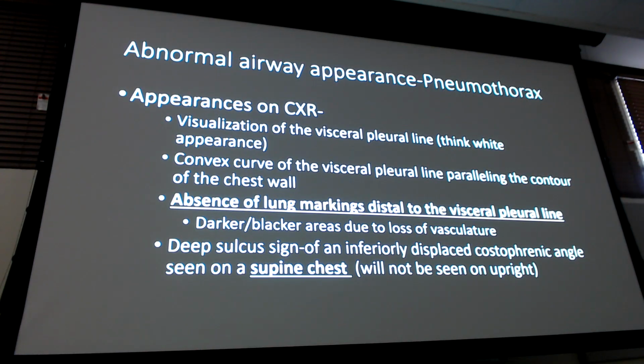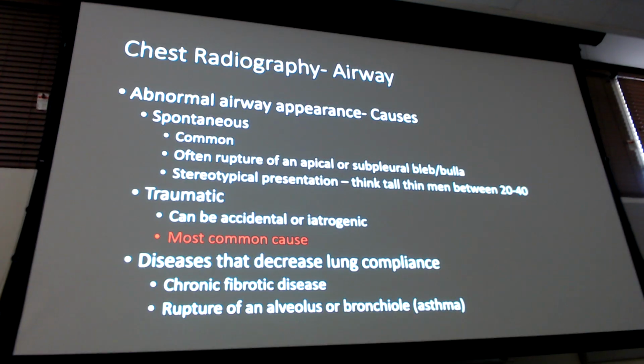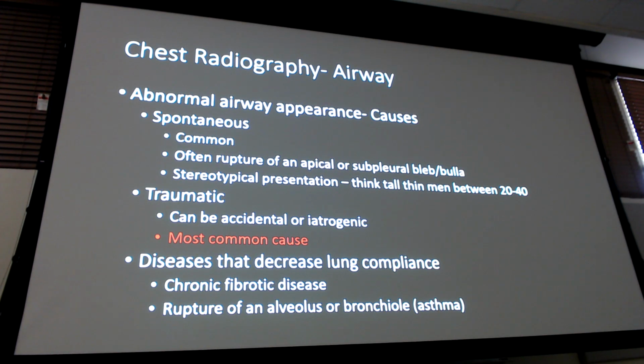All right. So what does it look like? We already talked about the visceral pleural line and the convex curvature. We'll look at those pictures. Absence of lung markings, I mentioned it already, and the deep sulcus sign. This is just a review slide from what I said. It's all those things right in there. What causes them? Most common cause? Trauma.